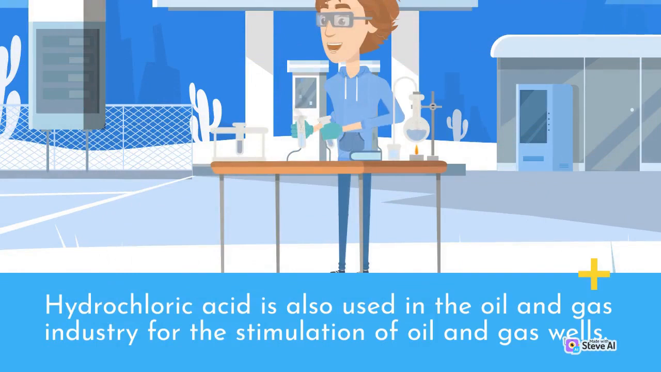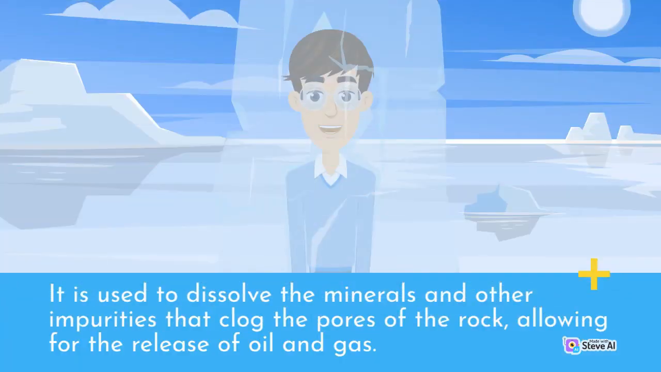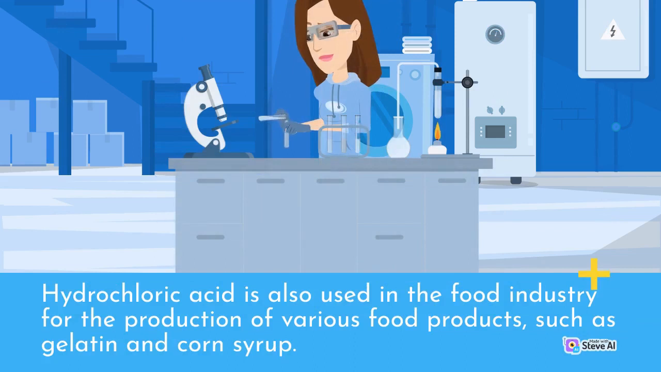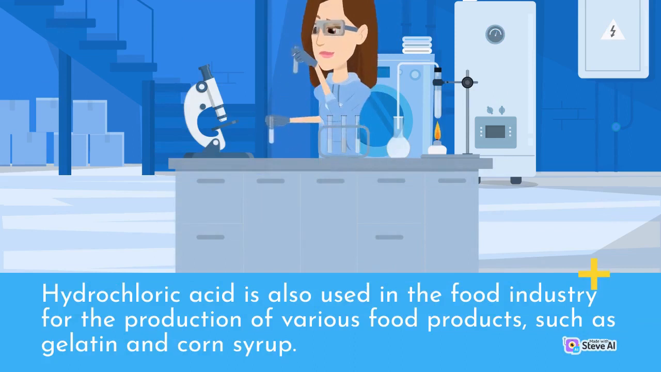Hydrochloric acid is also used in the oil and gas industry for the stimulation of oil and gas wells. It is used to dissolve the minerals and other impurities that clog the pores of the rock, allowing for the release of oil and gas. Hydrochloric acid is also used in the food industry for the production of various food products, such as gelatin and corn syrup.